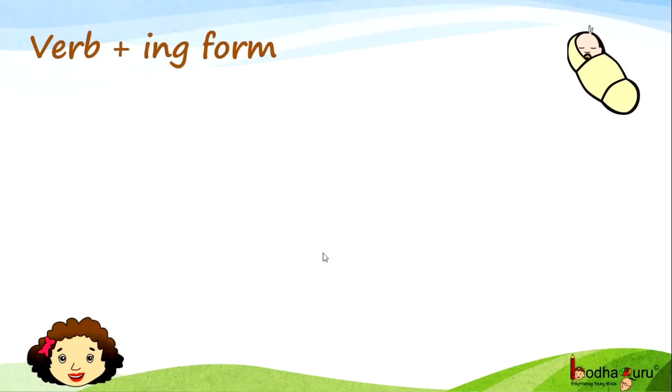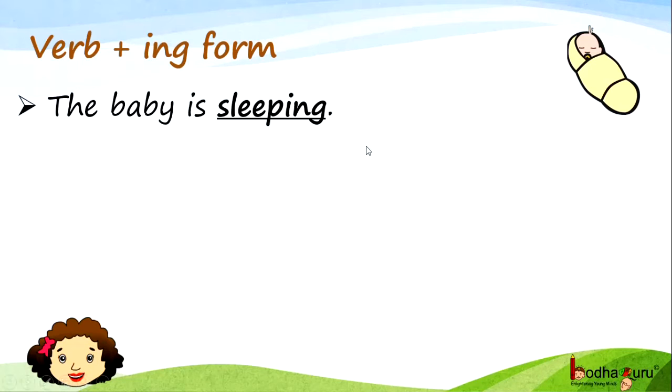Before understanding participles, first understand the usage of verb plus ing forms in different scenarios. The baby is sleeping. Here, sleeping is the ing form of the base verb sleep, and it is acting as a verb as it is showing the verb in the present continuous tense. So here sleeping is acting as a verb.